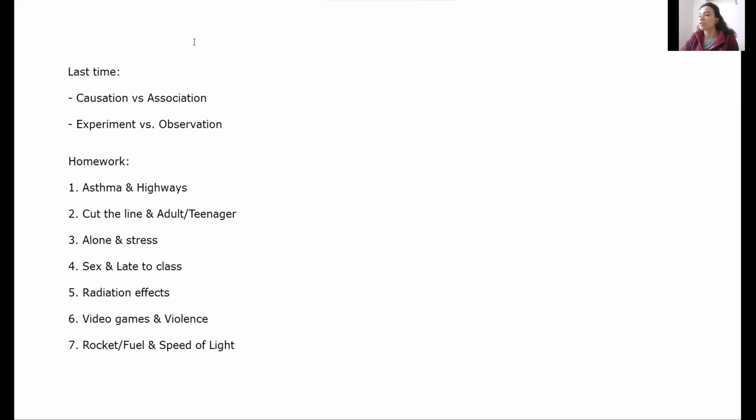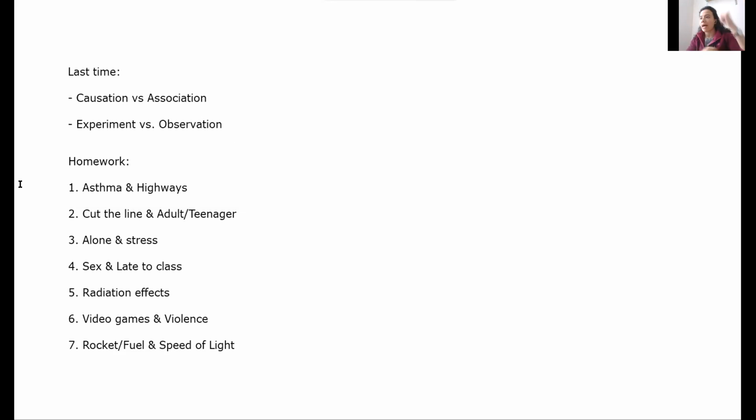So if we want to show causation, we can show that using experiments, because that allows us to control just one variable that is different between two given groups. Whereas if I have observational studies, I am only able to show association because I don't necessarily have control over the variable that is changing from one group to another.